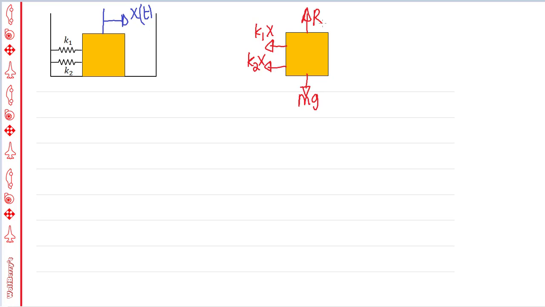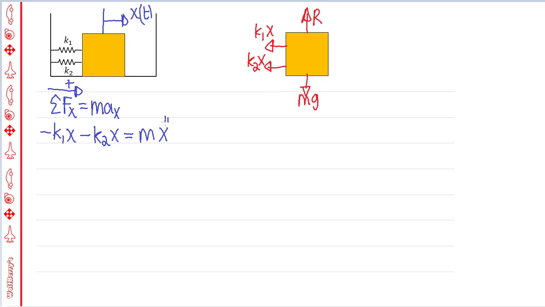Now let's use Newton's law to mathematically model the system. So the sum of all the forces in the system in the x direction is equal to m a in the x direction. Since it's moving to the right, we're going to pick right as positive. So the equation of motion will be minus k1x minus k2x equals m x double dot.